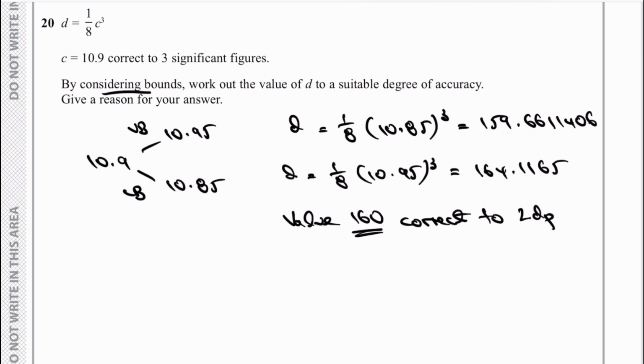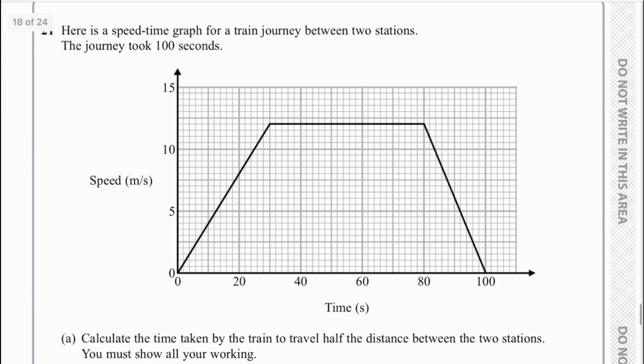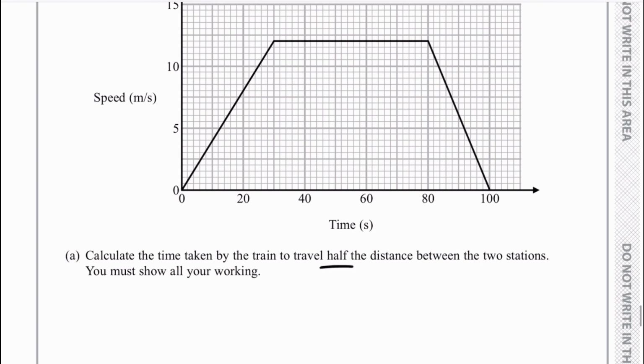Okay, let's move on then to question number 21, which is a speed time graph. It's a train journey between 2 stations and the journey took 100 seconds. Okay, right, so calculate the time taken for the train to travel half the distance. Okay, so let's have a look firstly at working out the total distance, and then we'll calculate from there.